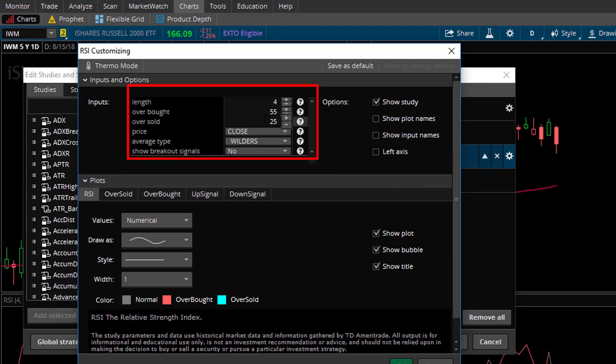So first off, I want to say that these settings were back-tested by Larry Connors in his new book. I'm going to put a link in the description for his book. It's coming out this month in August of 2018.